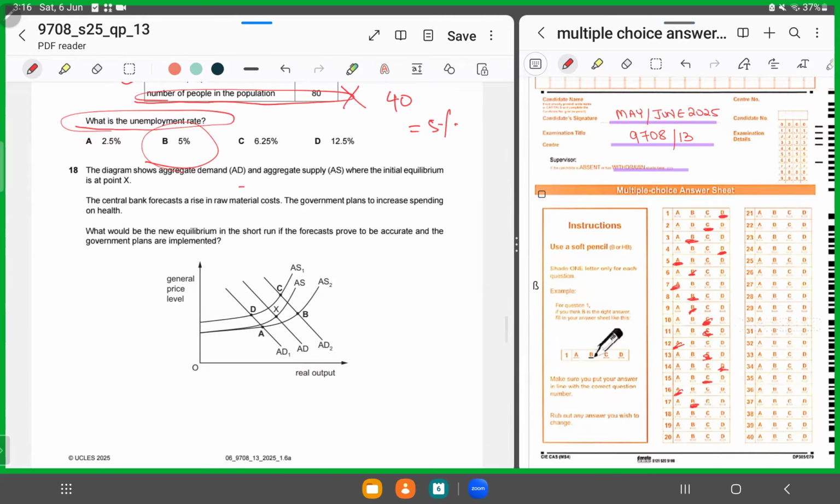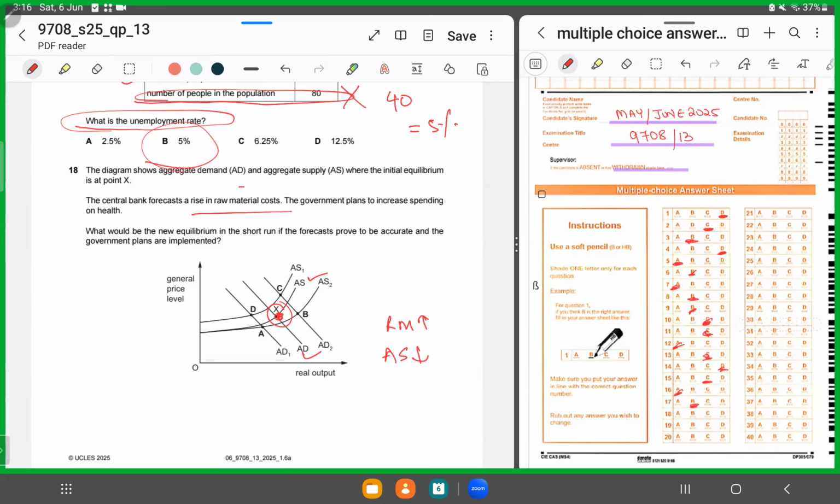MCQ number 18 talks about an aggregate demand curve and an aggregate supply curve where the initial position was X. So this is where we were. AD was the initial aggregate demand curve. AS was the initial aggregate supply curve. Now what happened? The central bank forecasted a rise in raw material cost. So if the raw material cost is going to rise, aggregate supply is going to fall because it's going to get expensive. Cost of production is going to rise.